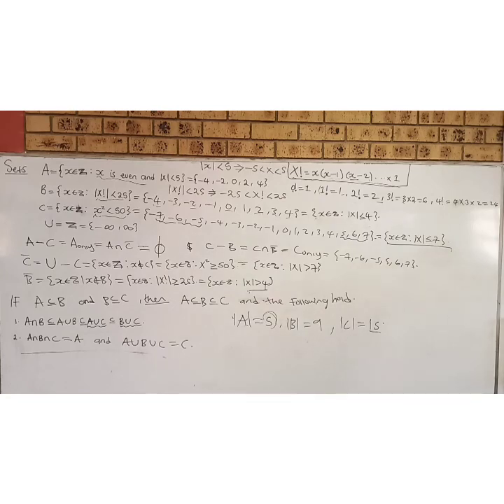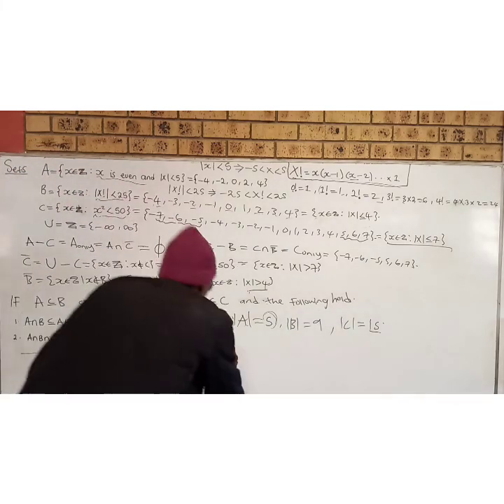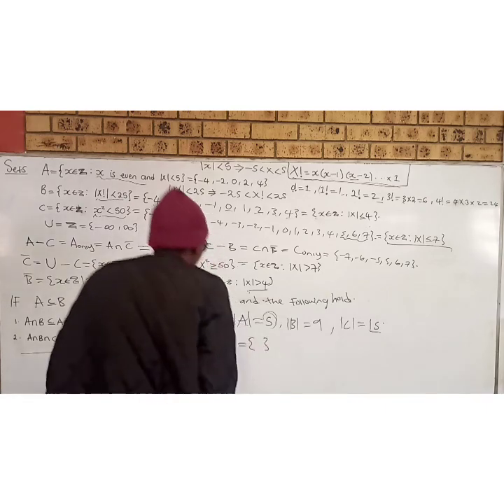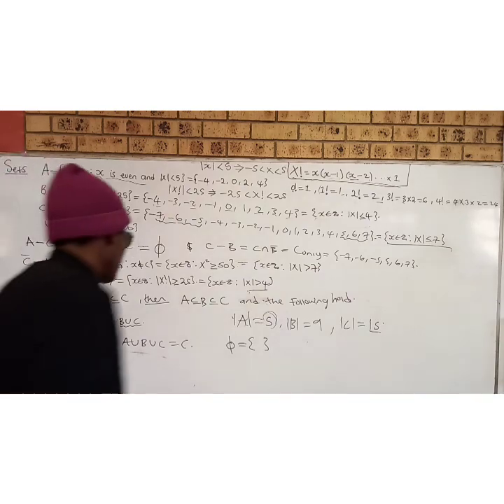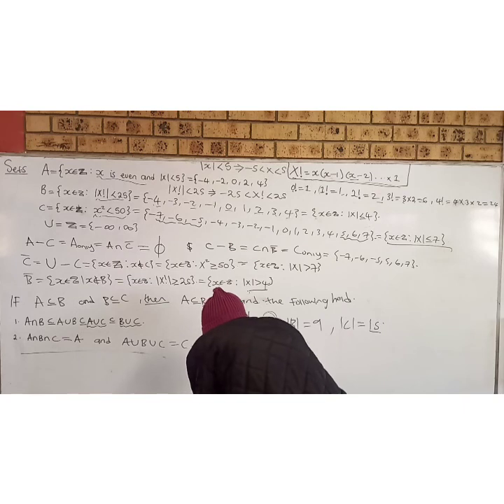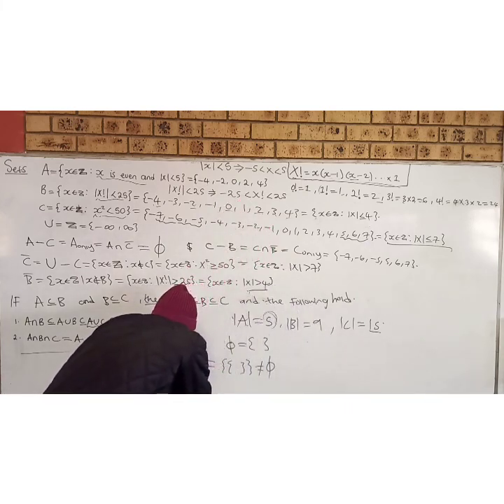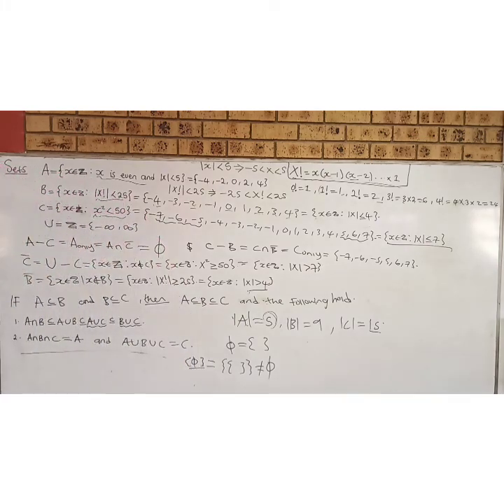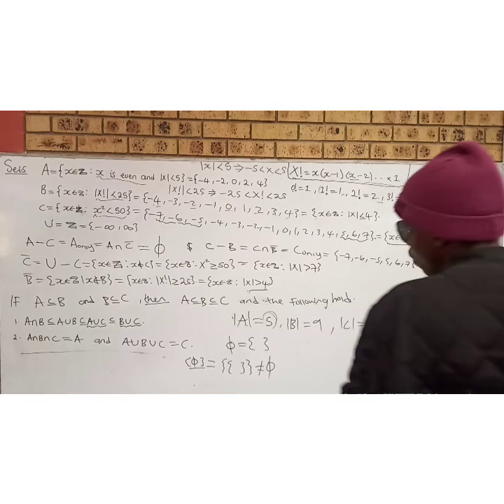So the cardinality for the universal set, since we have an infinite number of integers, we don't know. But you just have to understand this one, regarding the empty set, it's a set with no elements in it. But you also have to realize that a set like this is not the same as the empty set, because this set contains an empty set. So it is not empty. If you understand the definition, sets will only be equal if they are subsets of one another.